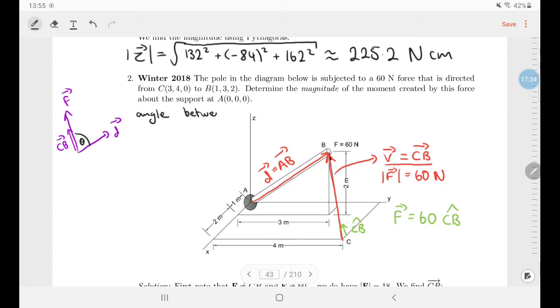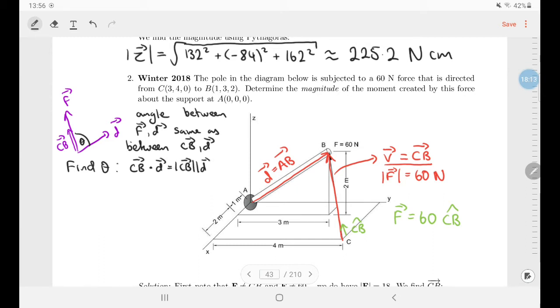Angle between F and D, same as between CB and D. And you can find this angle theta using the dot product. So you could find the angle using dot product. CB dot product with displacement is equal to magnitude of CB times magnitude of displacement times cos of the angle in between. So you could solve that little equation for theta.